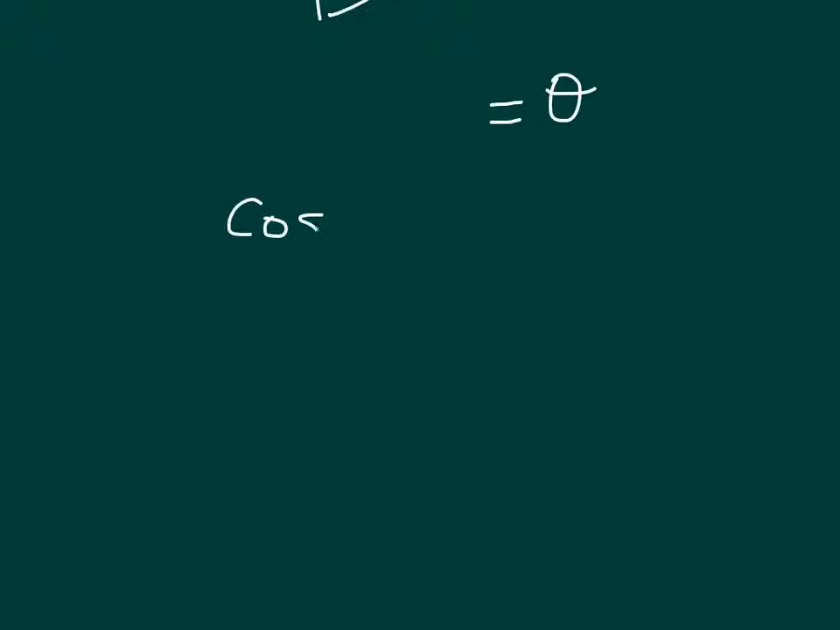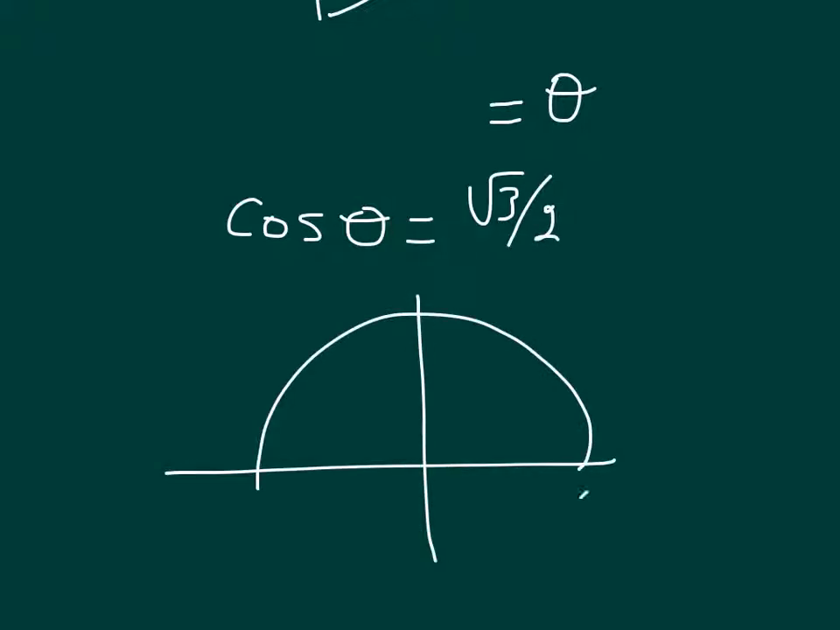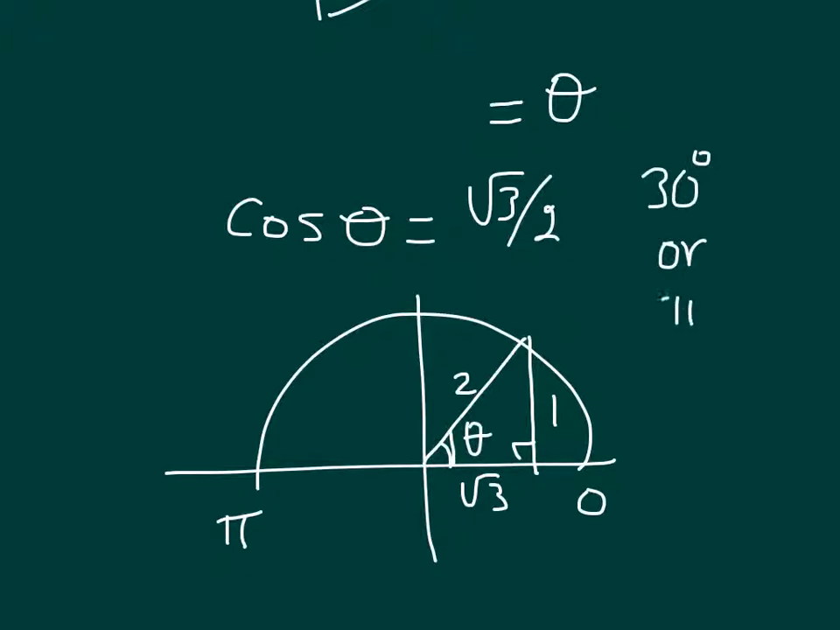Part E. Arc cosine of rad 3 over 2. That means cosine of what angle will give you rad 3 over 2? I want you to know cosine inverse works only from 0 to pi. Since it's positive, I'm going to the first quadrant, adjacent over hypotenuse. This is a 30, 60, 90. Theta is going to be 30 degrees or pi over 6, and you have to give both answers.